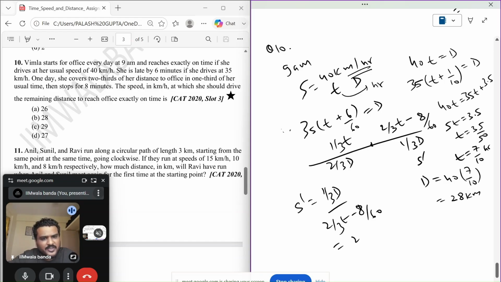Put the values. Distance is 28 by 3, upon 2 by 3 into time, which is 7 by 10, minus 8 by 60. This is what? 14 by 30, or 28 by 60.